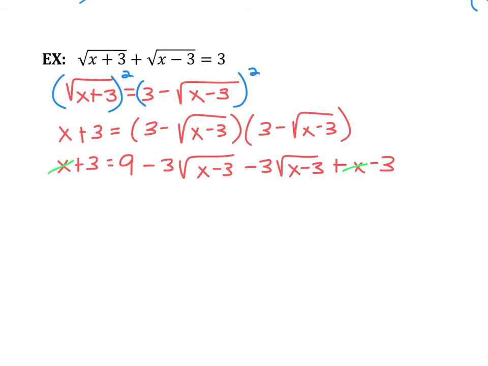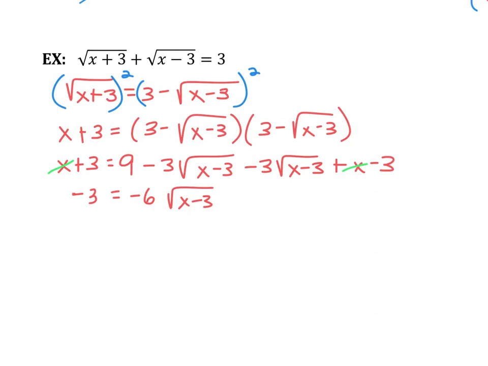If we subtract 6 from both sides of the equation, we're going to get negative 3. And then that will leave us on the right-hand side, if we combine these two radical terms, a negative 3 times the square root of x minus 3, minus 3 times the square root of x minus 3. If we simplify that, that will be negative 6 times the square root of x minus 3. All right, so we have our radical term isolated and everything else on the other side.